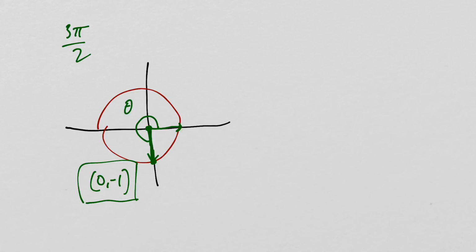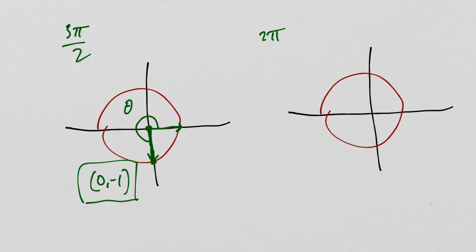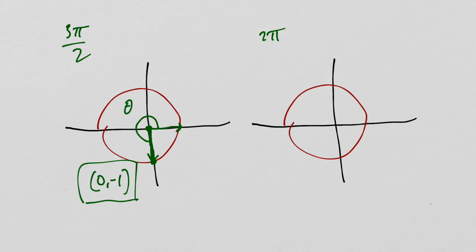Finally, the last one, we're looking at 2 pi. Again, our initial ray is on the x-axis and our terminal ray is also on the x-axis. This means that the point that's determined by 2 pi is again 1, 0. On the next page, we're going to list more common terminal points that are going to be useful.